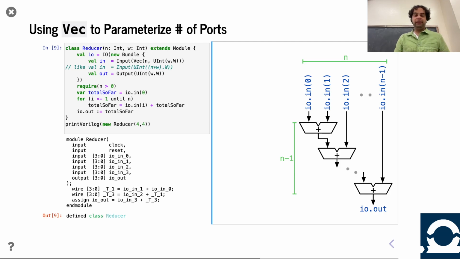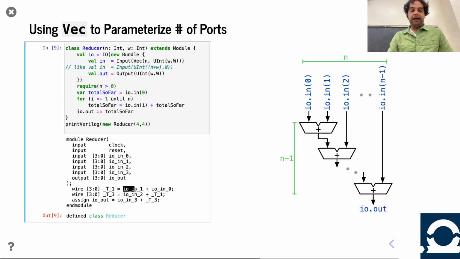In this case, you can see that it chose to take the io.in and put an underscore for the dot. That's a pretty typical transformation. And then because there was a Vec, it did another underscore and then the index. So that's the way it happened to make this name. Some other names are not quite so obvious. You can see, for example, total so far, which is a Scala reference, and you keep changing what it points to. That appears as underscore T1, underscore T3.